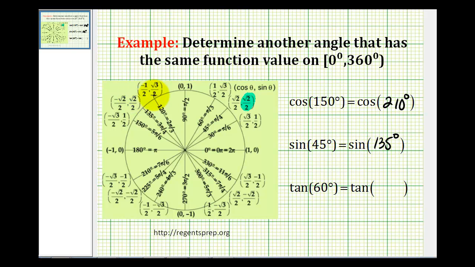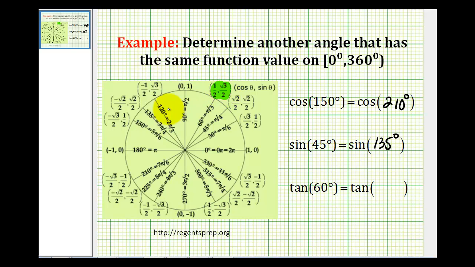In our last example, we have tangent 60 degrees. And this one's a little bit more involved because tangent theta is equal to y divided by x on the unit circle. So now we'll be looking at a quotient of coordinates rather than just a single coordinate. Tangent 60 degrees is equal to square root 3 over 2 divided by 1/2.